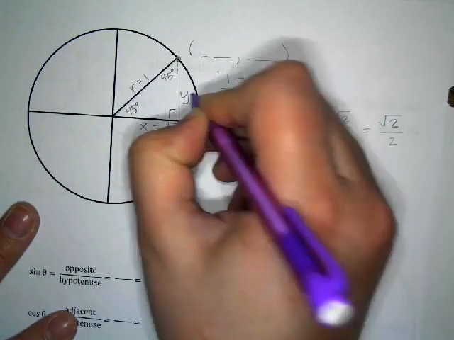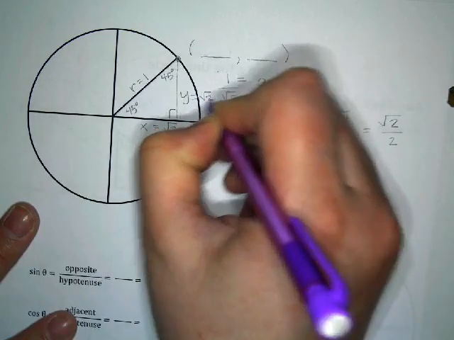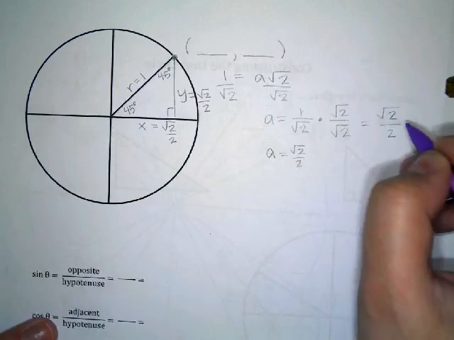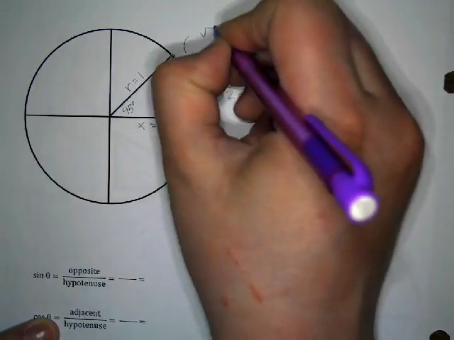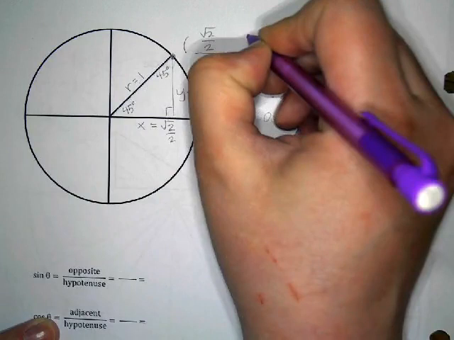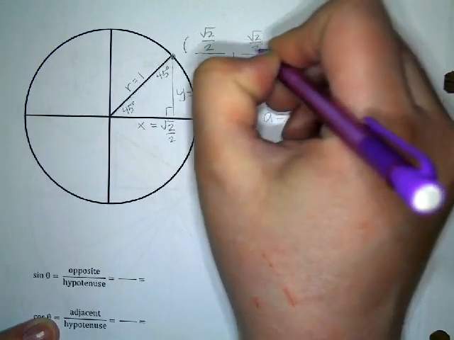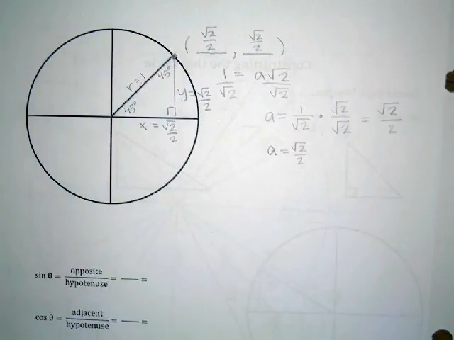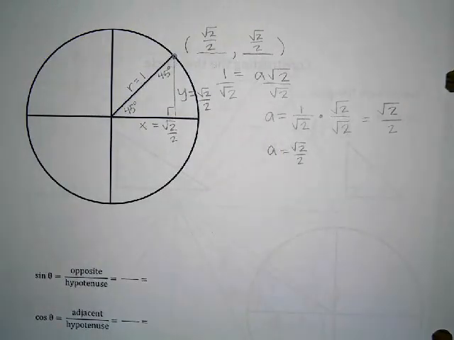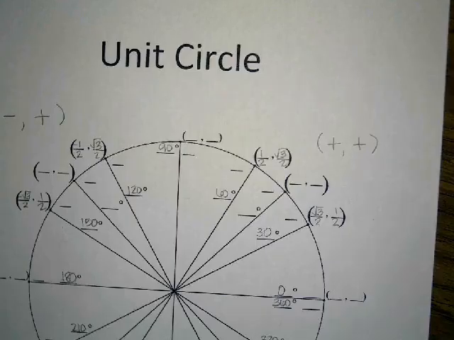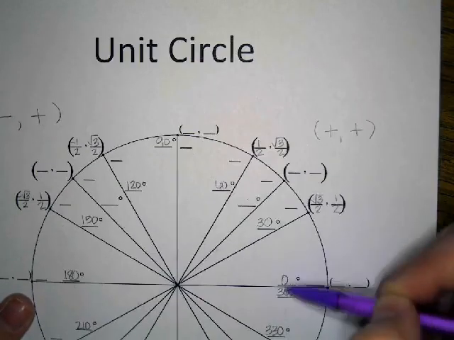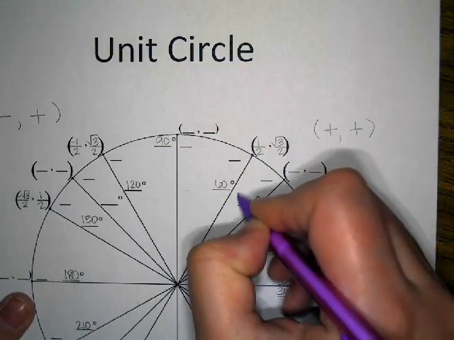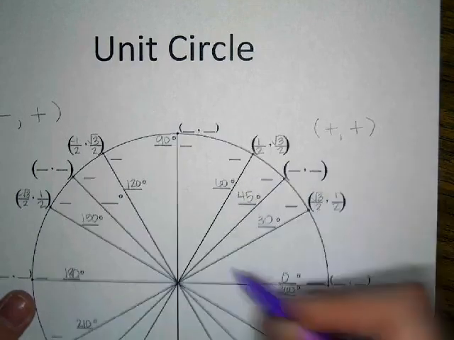They're going to be the same because this is an isosceles triangle. So root 2 over 2 for the x coordinate, root 2 over 2 for the y coordinate. Okay, so let's go back to our unit circle. So 45 degrees would be our first quadrant degree measure. We went to the right root 2 over 2. We went up root 2 over 2.